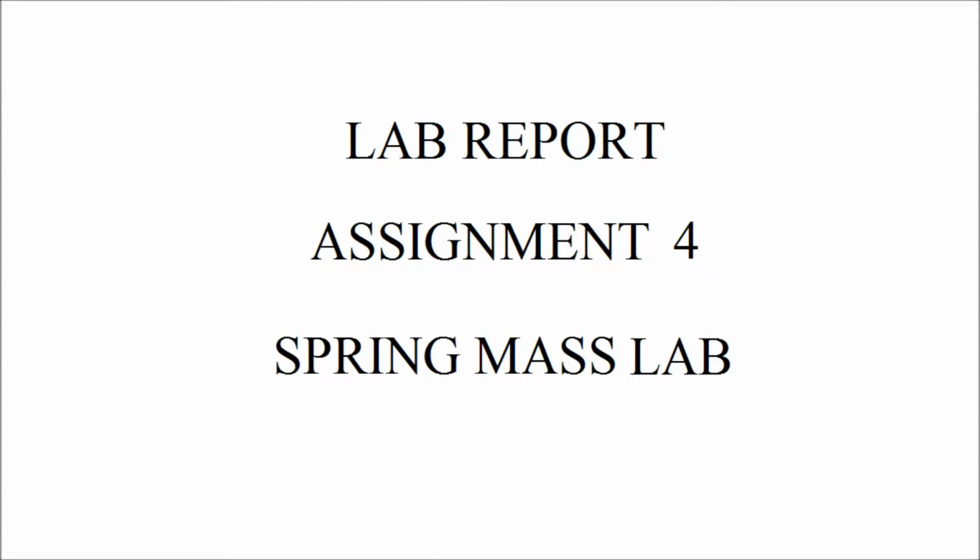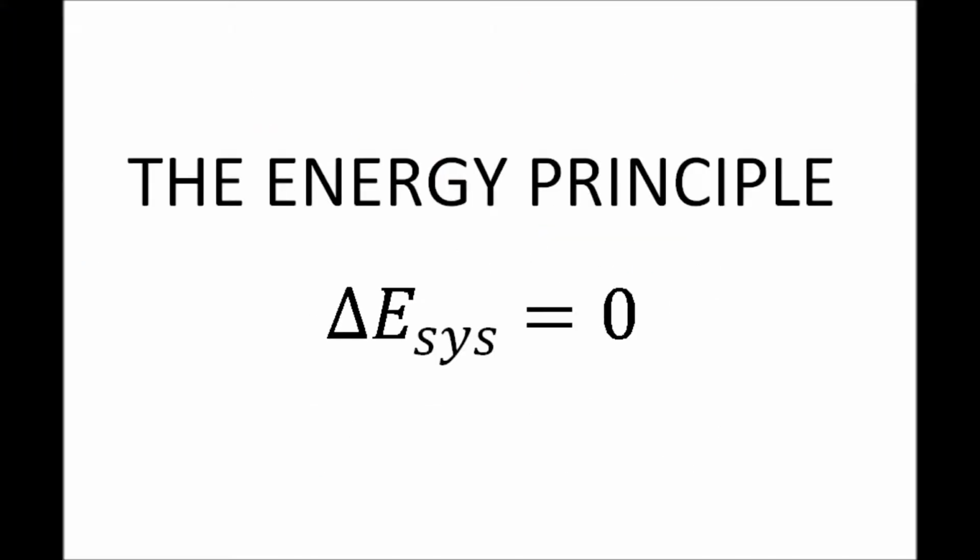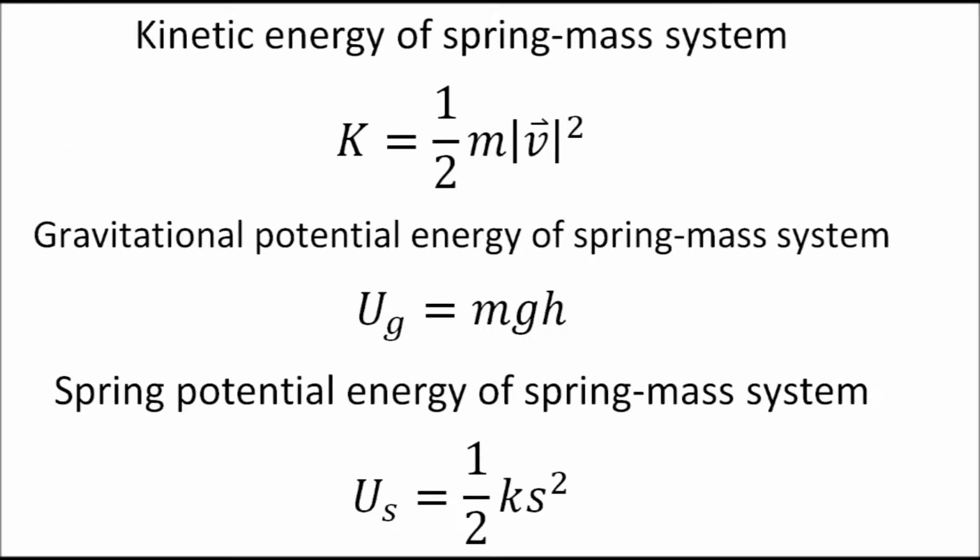In this lab, we will analyze the spring mass system in Tracker and compare it with the motion predicted by Python using Newton's second law of motion and the energy principle. The three types of energies that are considered in developing the model are the kinetic energy, the gravitational potential energy, and the spring potential energy of the system.